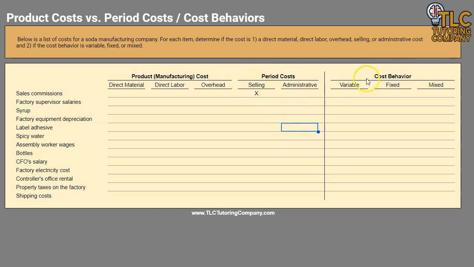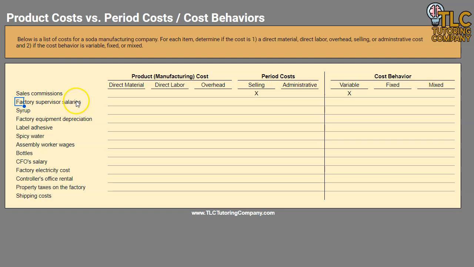Now, for the cost behavior, think of the nature of sales commissions. Sales commissions are usually a percentage of each sale. So that would be considered variable because it increases as the level of activity increases. So as we sell more, sales commissions go up.